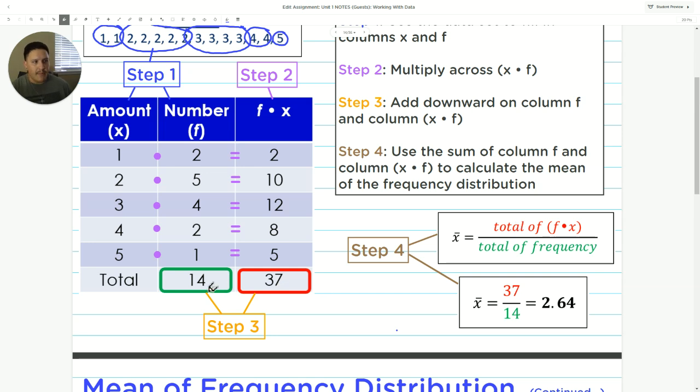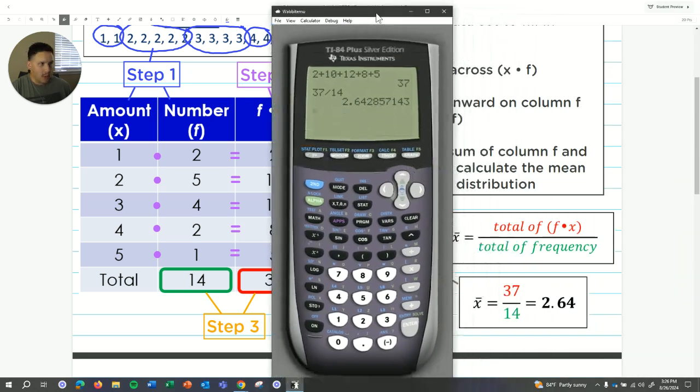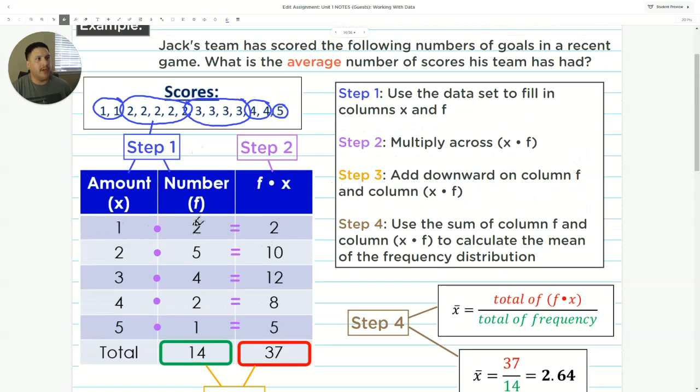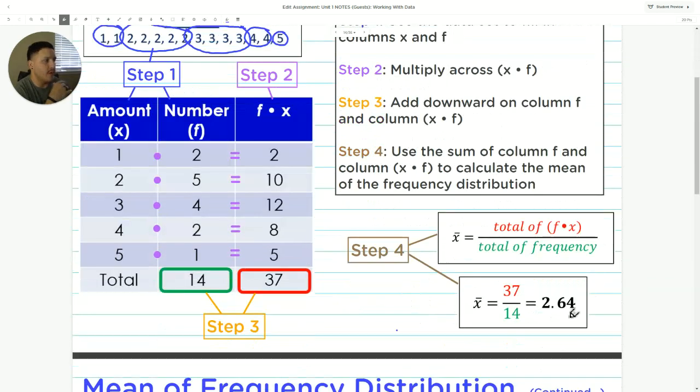You're going to divide that by 14, which is the number of F's, the number of frequencies for this right here. So 37 divided by 14 is about 2.64. Let me show you all on the calculator. 37 divided by 14. We're going to round it to 2 decimal places, which is 2.64. So the mean of this frequency distribution table is 2.64.